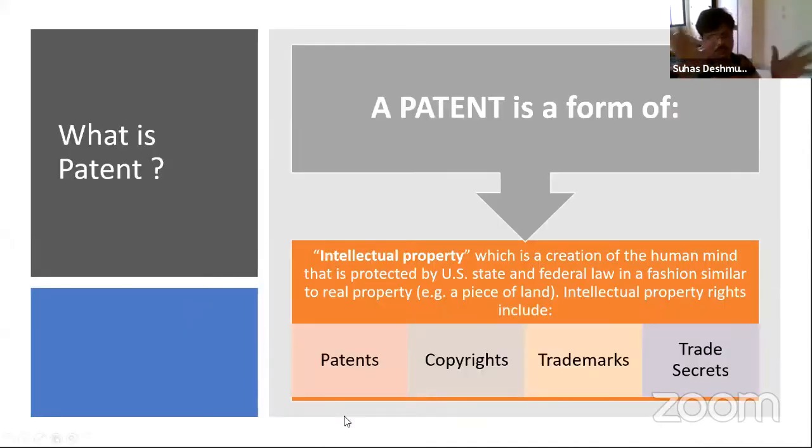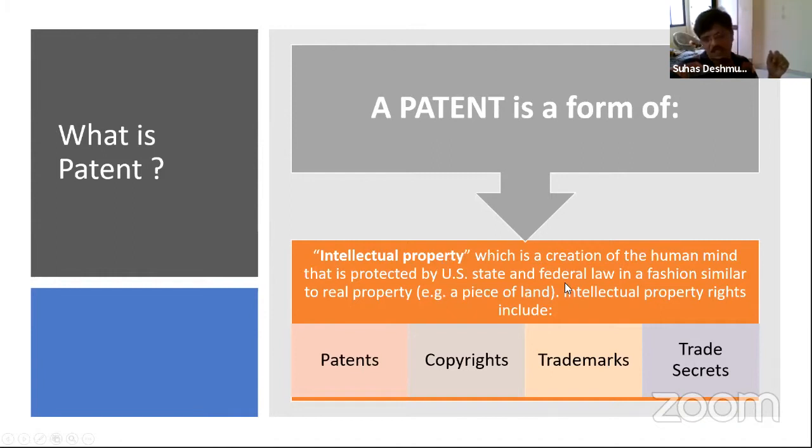So there will be patents. Patent is not the only intellectual property; it can be of anything. In terms of a patent, maybe in terms of copyrights, maybe in terms of trademarks or trade secrets. So it is an intellectual property. It is nothing but a creation of the human mind. It is not a physical property or something. So which is protected by any government.